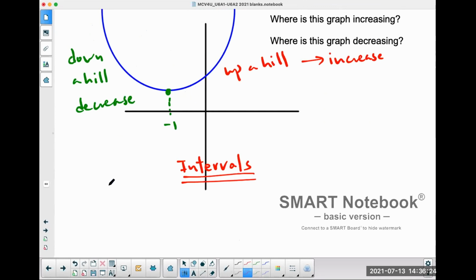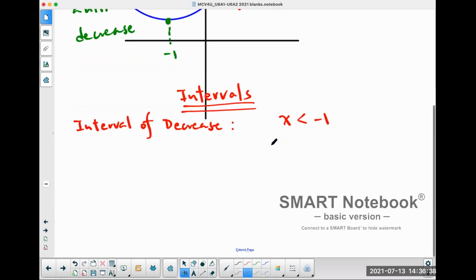So the interval of decrease, or decreasing interval, is going to be x less than -1. If you don't like this notation, we also have students using this notation, -infinity to -1. Both notations are accepted. So either you use this notation or you can use that notation, and both of them refer to the interval from -infinity up to -1.